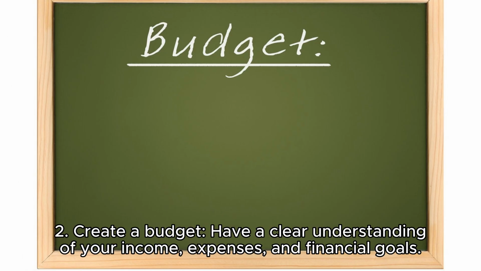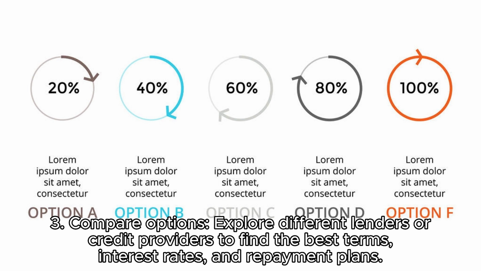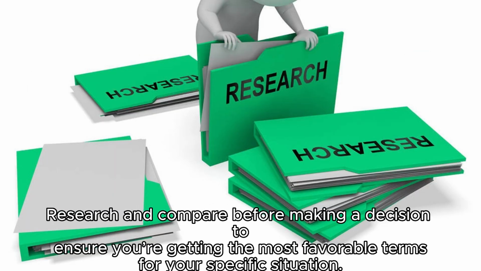2. Create a budget. Have a clear understanding of your income, expenses, and financial goals. This will help you determine how much you can comfortably borrow and afford to repay without overburdening yourself. 3. Compare options. Explore different lenders or credit providers to find the best terms, interest rates, and repayment plans. Research and compare before making a decision to ensure you're getting the most favorable terms for your specific situation.